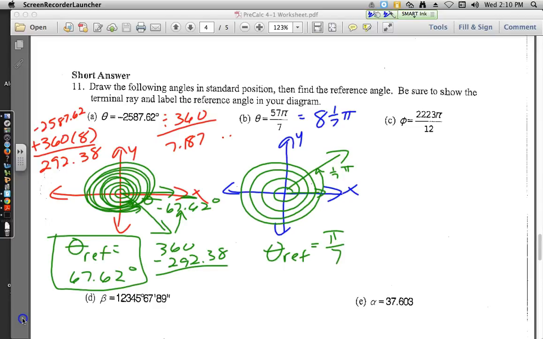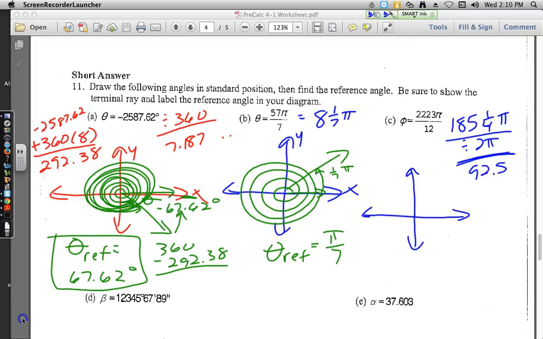C, same type of thing. Unfortunately, this is a big one when you divide it through. 2,223 divided by 12 is 185 1/4 pi. And I want to get an idea of where that's going to land. So I divide that by 2 pi to figure out how many of those rotations I'm going to need. And I get 92.5, which is excellent, because that tells me I'm going to go 92 around, and then I'm going to land halfway across. So I already know this is going to be a straight angle.